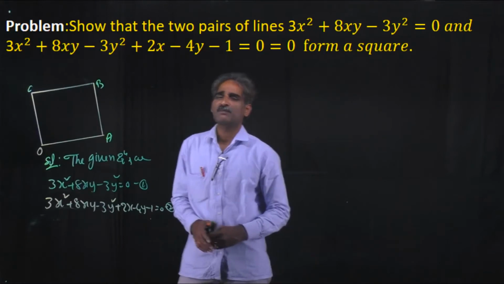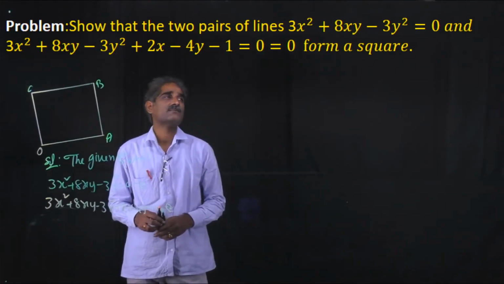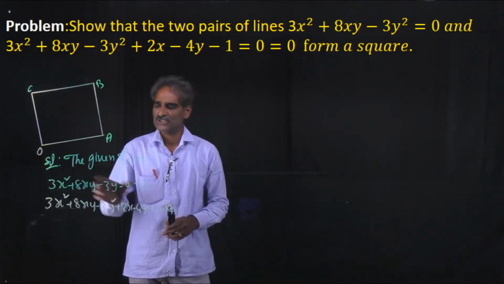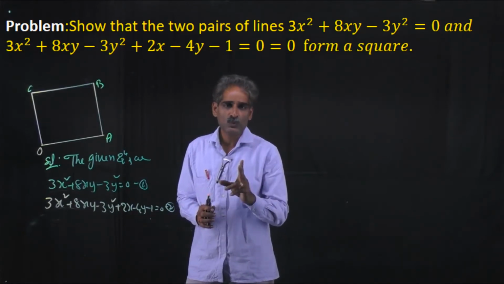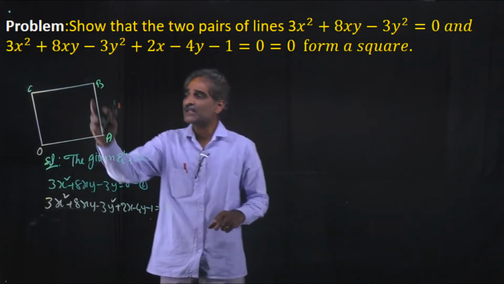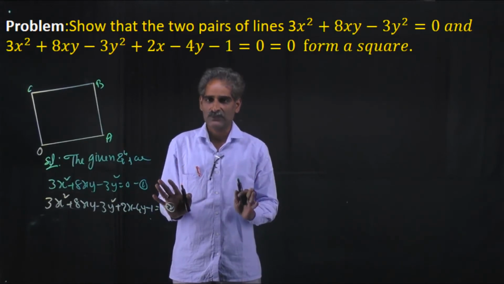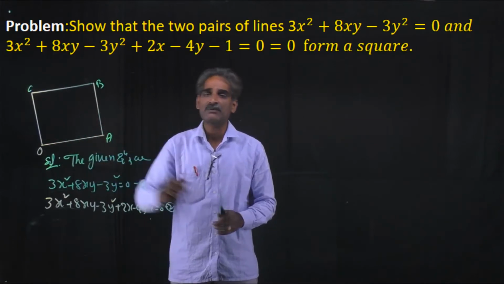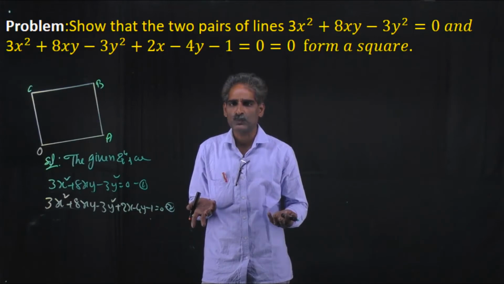See this problem: show that the two pairs of lines form a square. So these are the given equations. We have to prove the angle between adjacent sides is 90 and diagonals are perpendicular. Otherwise, all sides are equal and the angle between adjacent sides is 90. Any one of these two.